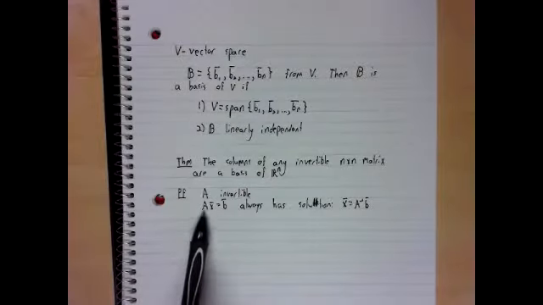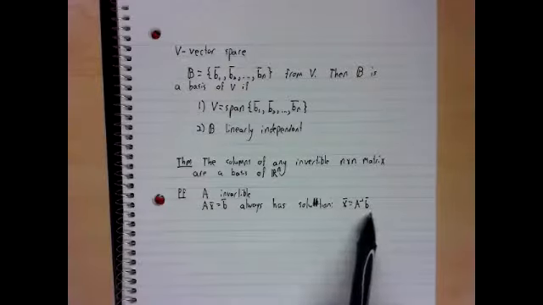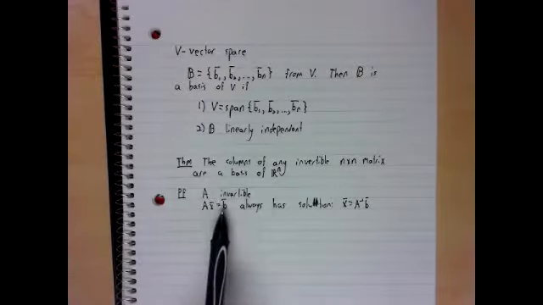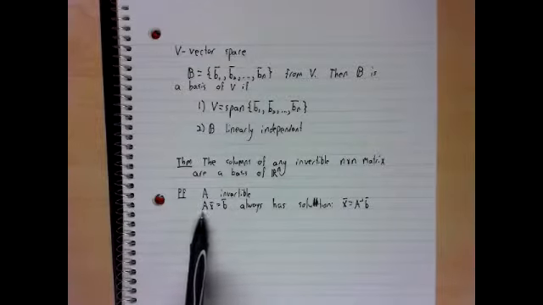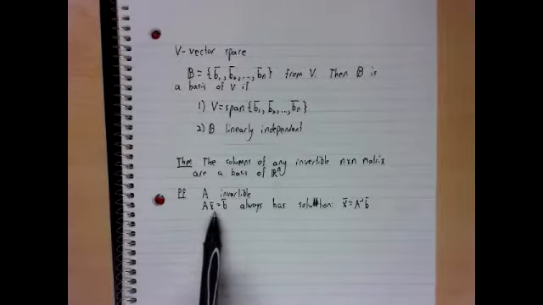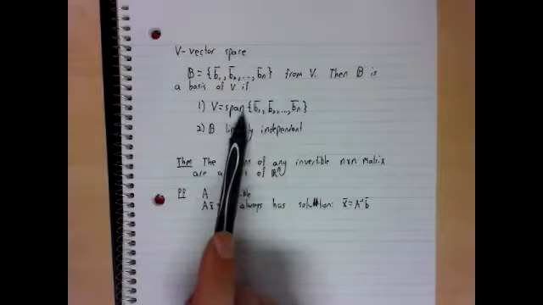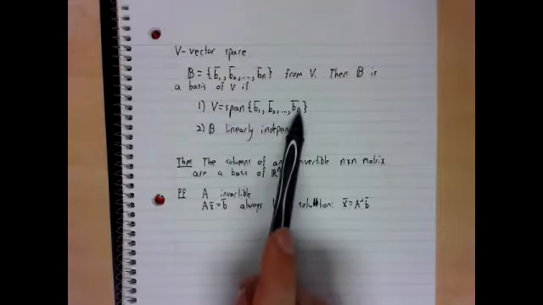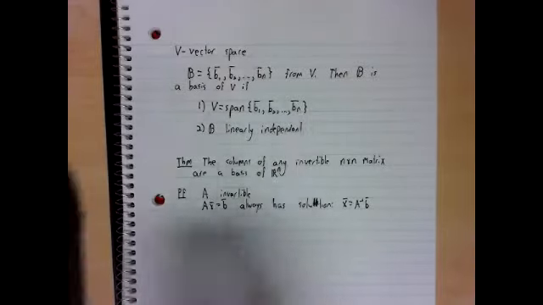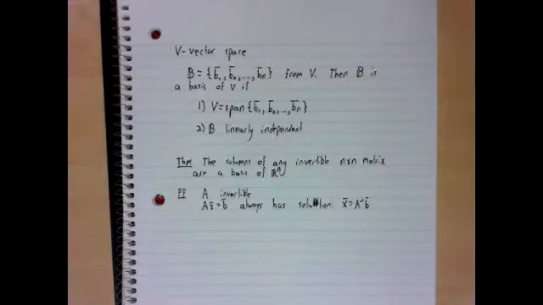So remember that AX is a linear combination of the columns of A. So this statement says that every vector B is a linear combination of the columns of A. In other words, the columns of A span Rn.